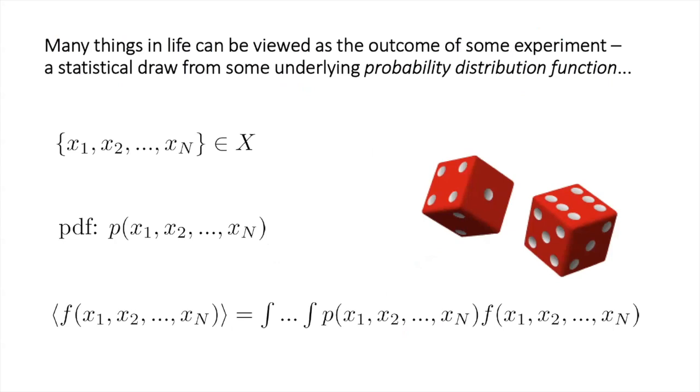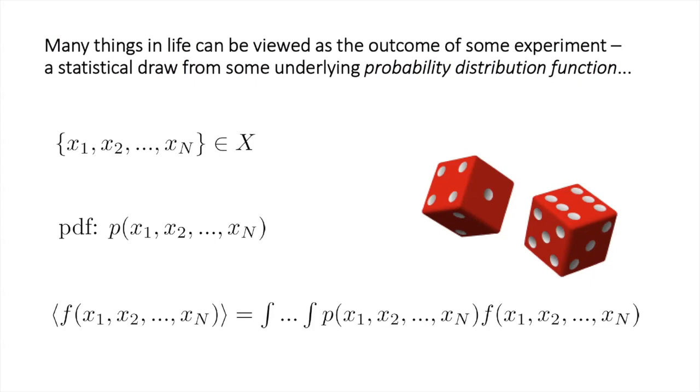I want to explain what this renormalization idea is. And if you're a physicist, you know it. But if you're not a physicist, you also know it. I'm just going to express it to you in the language of probability theory. So in life, many things are the outcome of a draw of some underlying probability distribution function. It's crude, but one can imagine that in practice, many things correspond to this.